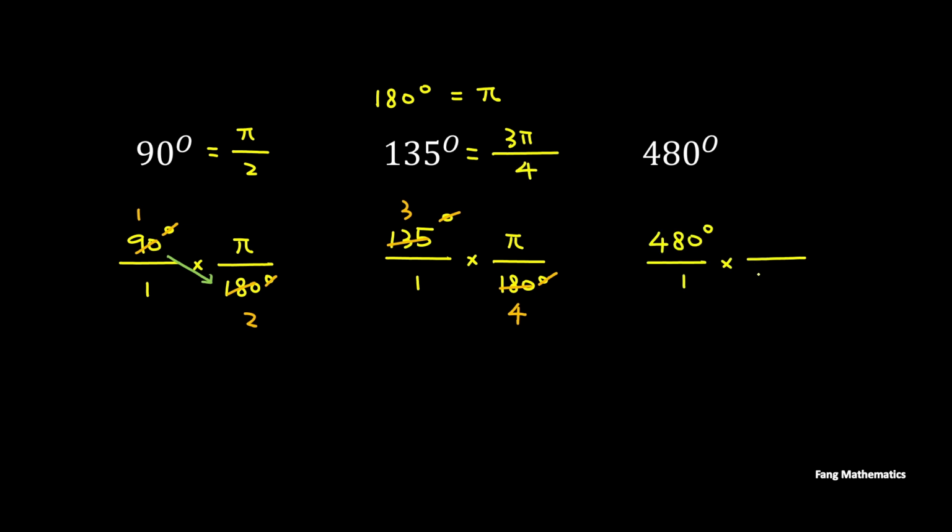And you are to put the 180 degrees in the opposite, while pi on the numerator. Degrees cancels with the degrees, and 480 and 180 can both be divided by 60. So that leaves you 8 and 3. Ultimately, you should get your answer as 8 pi over 3.